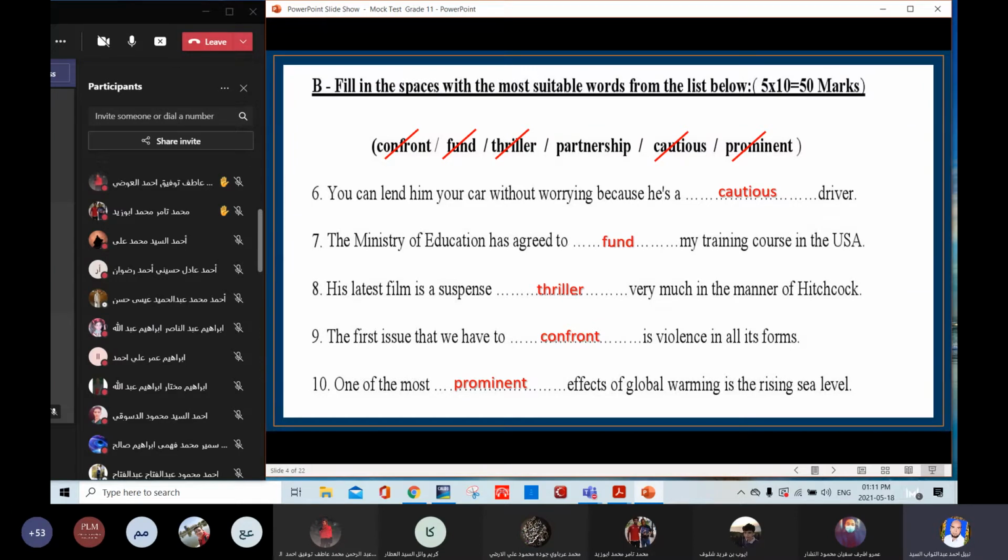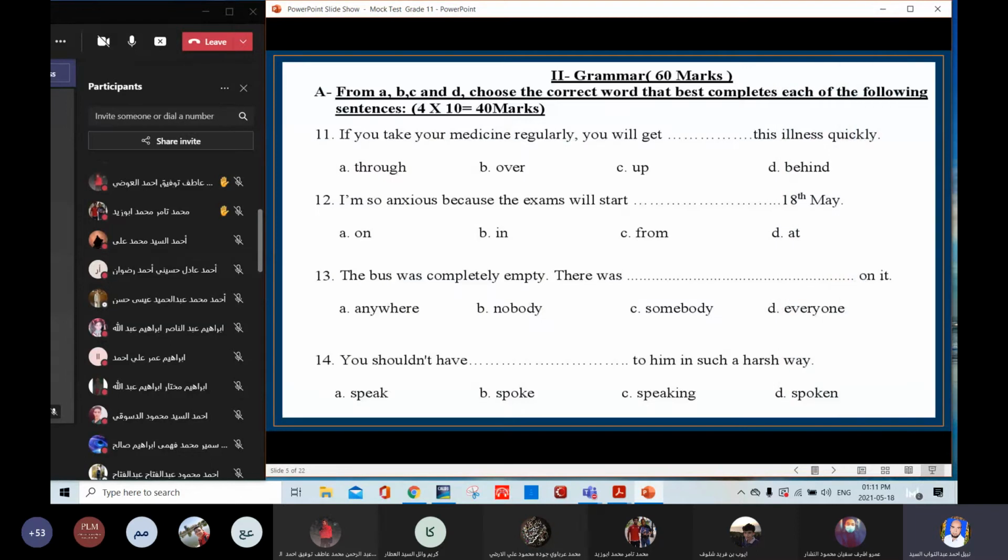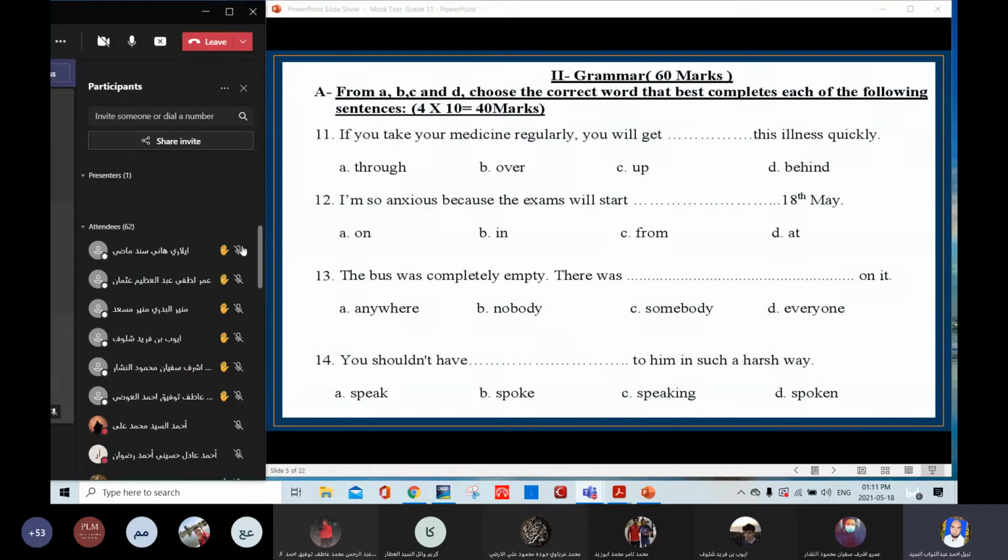Now let's move to the grammar. We have two types of grammar questions: multiple choice, and do as shown or do as required. In the multiple choice question, you have to understand the rule. What do you need to choose? Here, the first one, revising what? Revising the phrasal verbs with get. We started get through, get over, get up, get behind. You have to understand the meaning of these phrasal verbs with get.